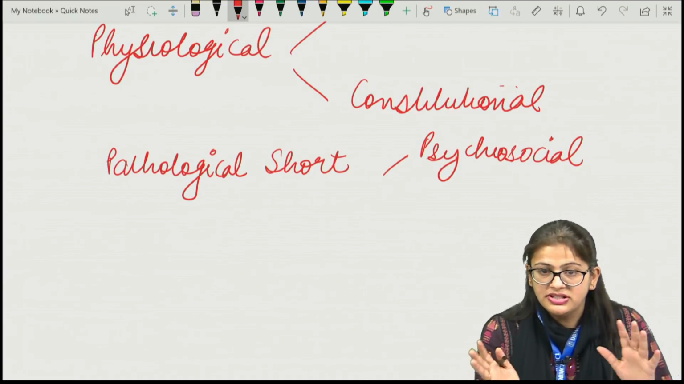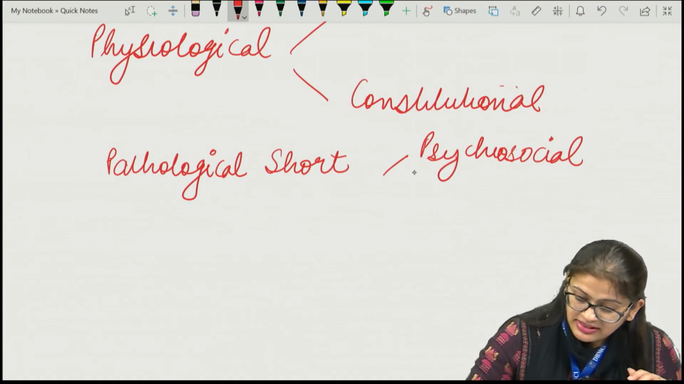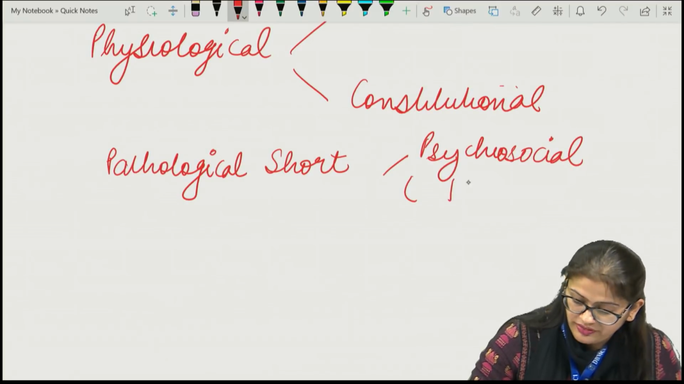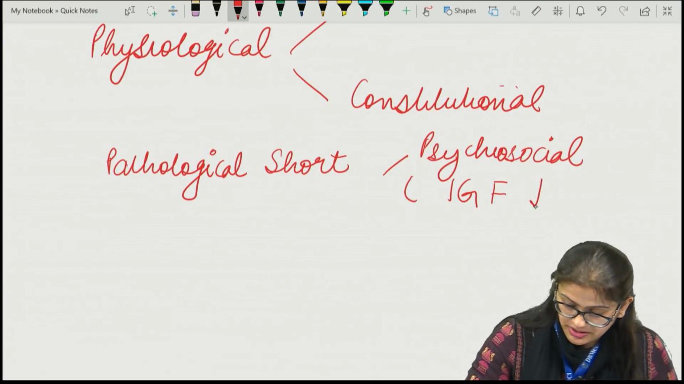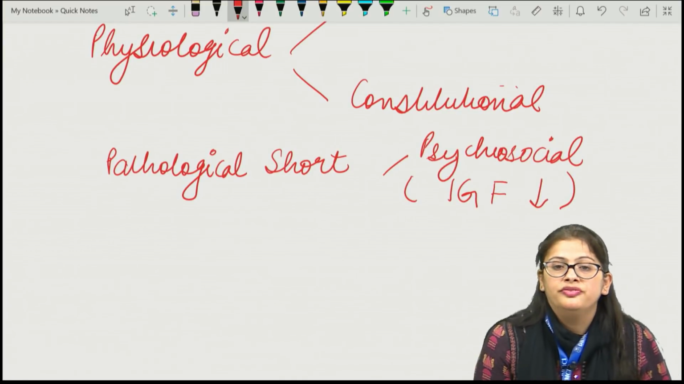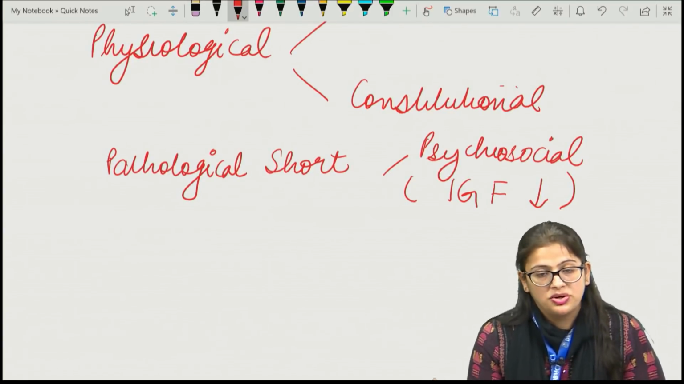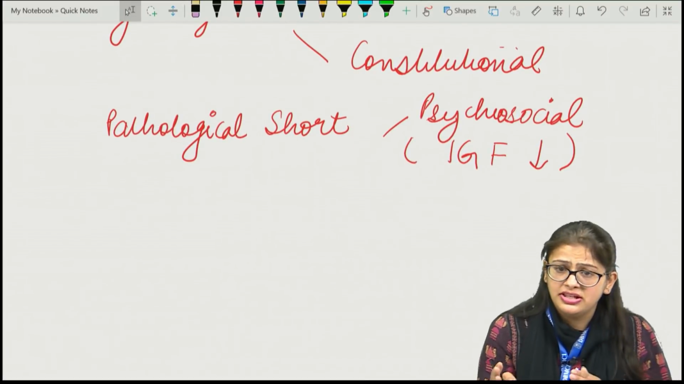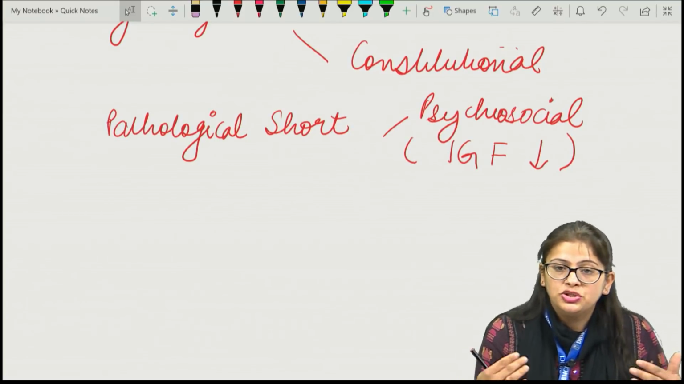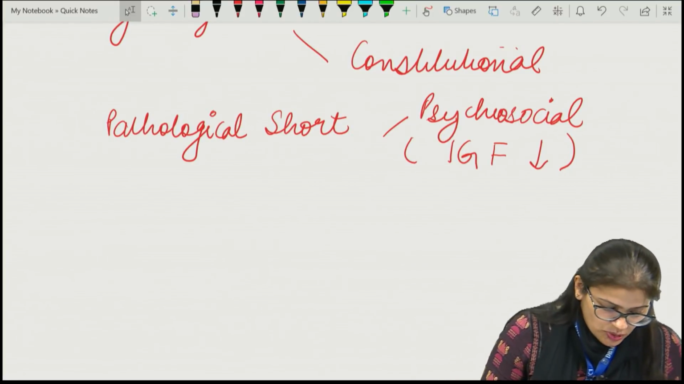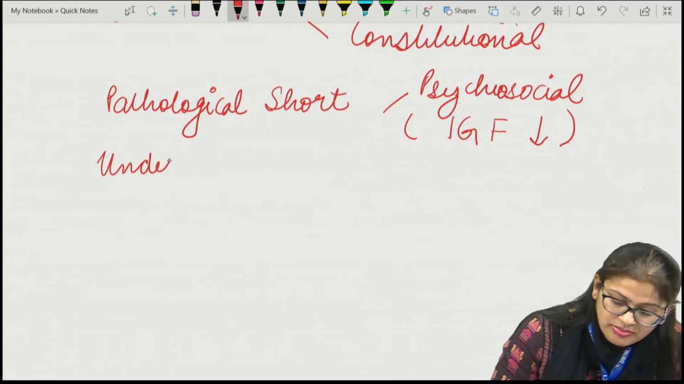And this condition actually mimics hypopituitarism, where it has been seen that the levels of insulin-like growth factor, which is the mediator of the growth hormone, are reduced. So the concentrations of insulin-like growth factor are reduced in children who have psychosocial short stature. And it has been seen that once these children are removed from a stressful environment, they tend to gain their height. Apart from that, other causes of short stature include undernutrition or malnutrition.